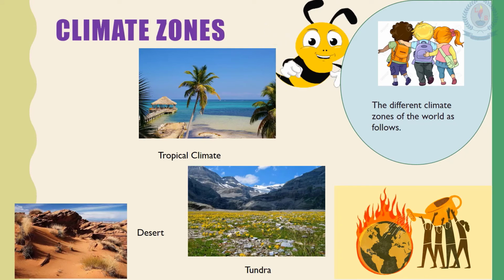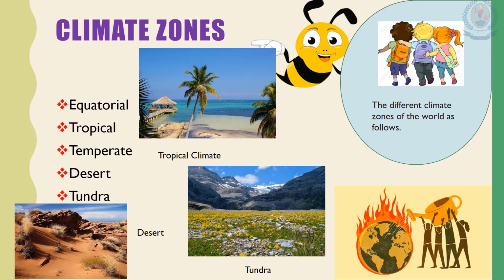The different climate zones of the world are as follows: equatorial, tropical, temperate, desert, tundra. Equatorial. Places close to the equator have an equatorial climate. These places are hot and humid and get abundant rainfall. Tropical. Places enjoying a tropical climate are hot throughout the year. Places in the tropical zones on both sides of the equator enjoy this kind of climate.